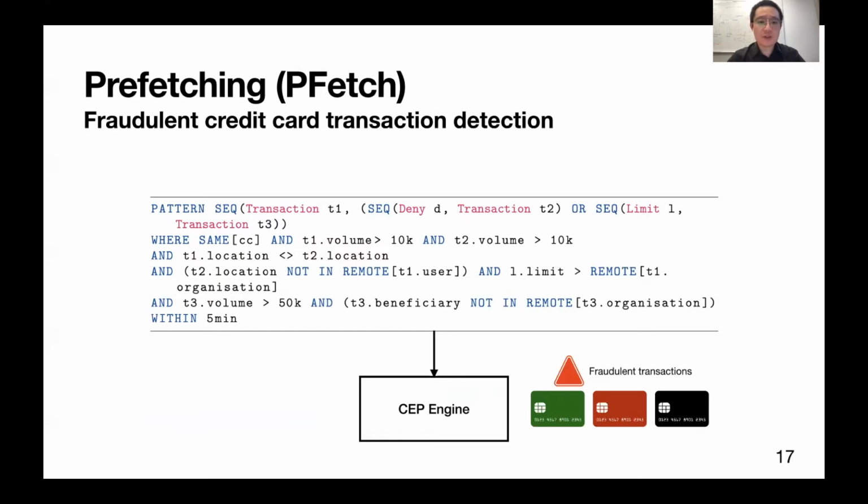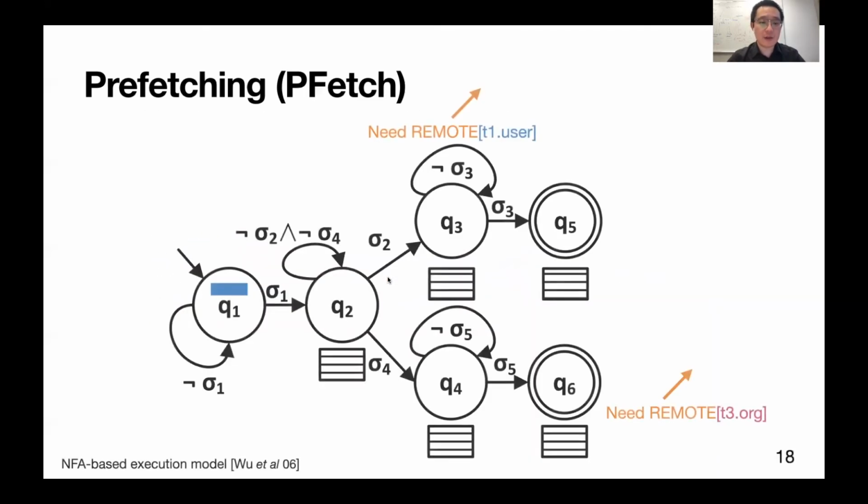The details do not matter, but we only need to know that this query needs to evaluate remote data from external databases. And such a query can be evaluated based on the NFA-based execution model. The state transitions of this NFA are guarded by value predicates. And when the CEP engine receives an event, it evaluates it against the value predicates.